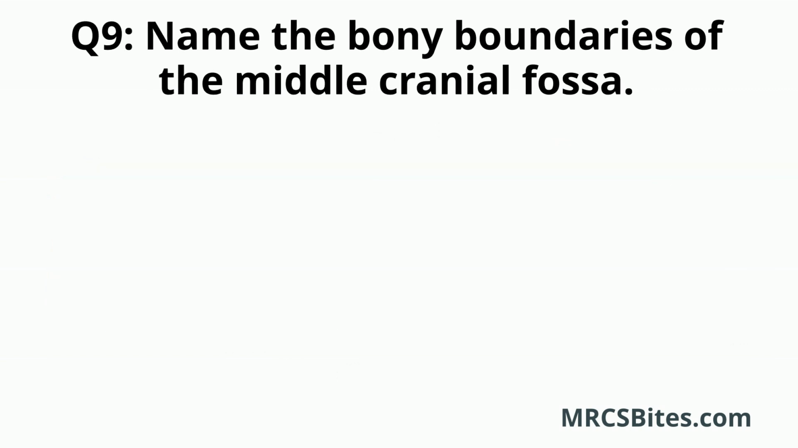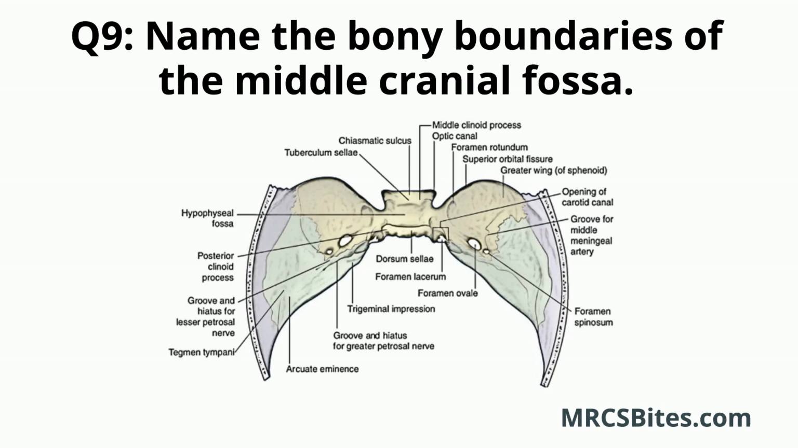Question 9. Name the bony boundaries of the middle cranial fossa. The middle cranial fossa is a depression in the floor of the cranial base that houses the temporal lobes of the brain. Its bony boundaries are formed by parts of the sphenoid and temporal bones, and it extends from the posterior edge of the lesser wings of the sphenoid bone to the petrous ridge of the temporal bones.